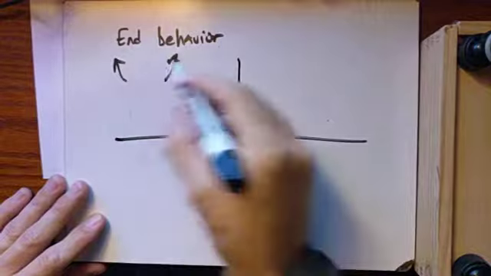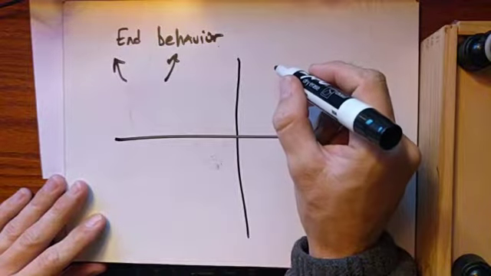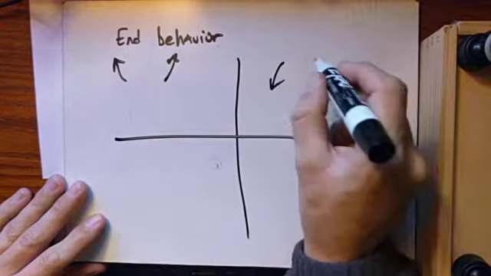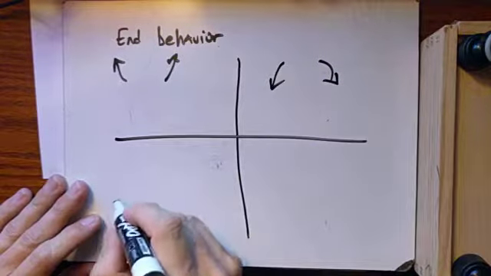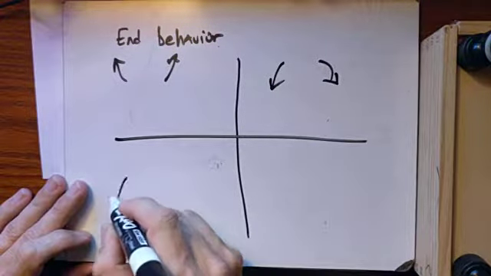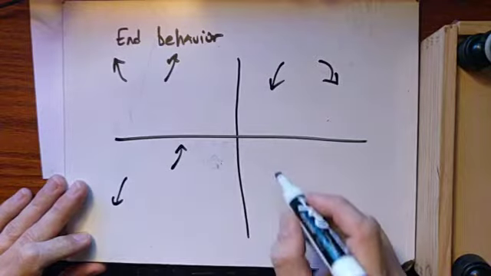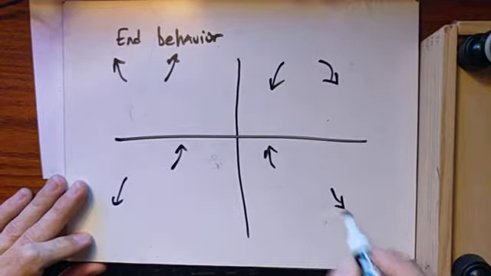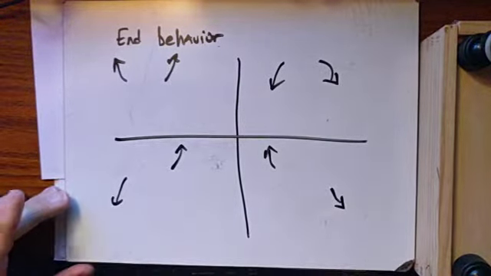So you can go up on both sides. You can go down on both sides. You can go down on the left and up on the right, or you can go up on the left and down on the right. That covers all the bases, right?